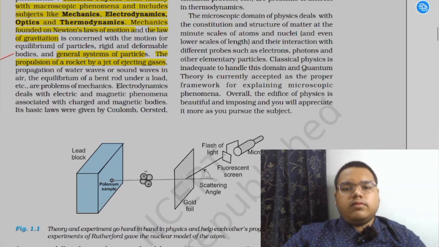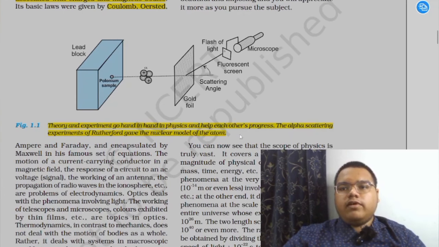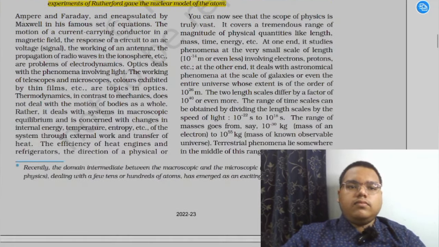Next, electrodynamics deals with electric and magnetic phenomena associated with charged and magnetic bodies. These are based on the law of Coulomb, and also Faraday. We will study them in the future videos. This is the experiment done by Rutherford and his students Geiger and Marsden. Here it is written Ampere, Faraday, Maxwell. Maxwell gave the theory of light.